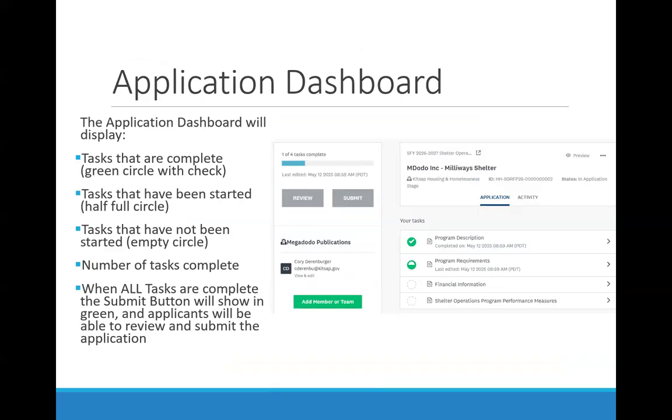So on the dashboard, as you can see here in the images, there are tasks that are shown with a full green check mark. Those are tasks that have been completed. Tasks that have been started but have not yet been completed will have a half full circle. Tasks that have not been started will have an empty circle. And then when all tasks are complete, a button in the left-hand side of the navigation menu will display the submit button. So you will not be able to submit your application until each task is completed.